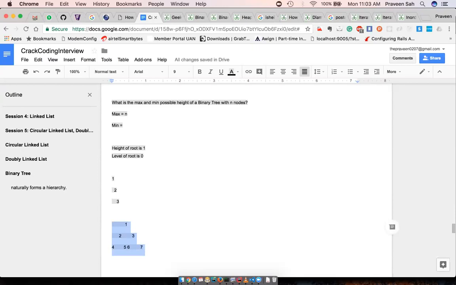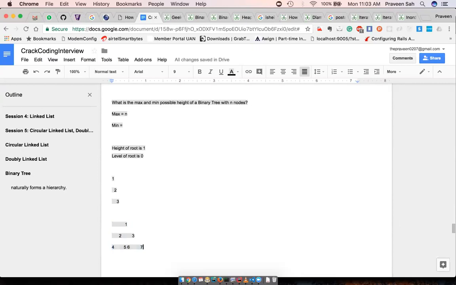You cannot have a size less than this for 7 nodes. Can you have something less than this? No. And what is the maximum height possible? 7. So what I'm trying to do is insert as many nodes as possible at each level.